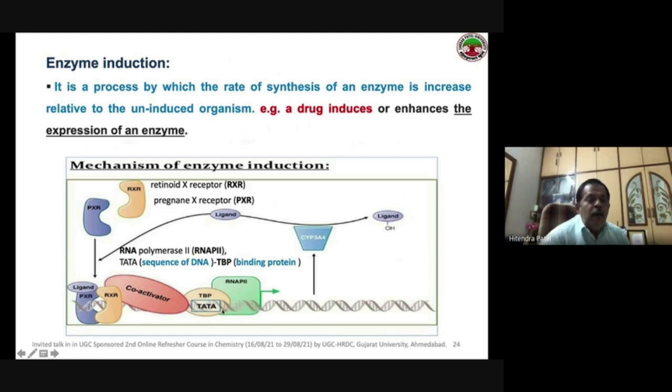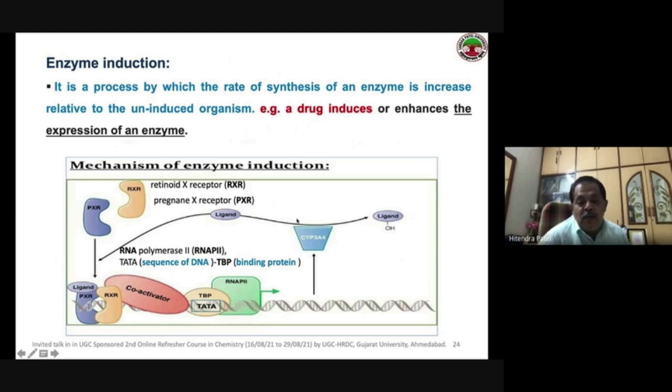Through this RNA polymerase II, you can understand the functioning, in which the sequence of DNA binds together with the protein. TBP is a protein binding, and the TATA is nothing but the sequence of DNA shown here. This is how the DNA sequence binds together with the protein, and then we can have the polymerase II reactions.